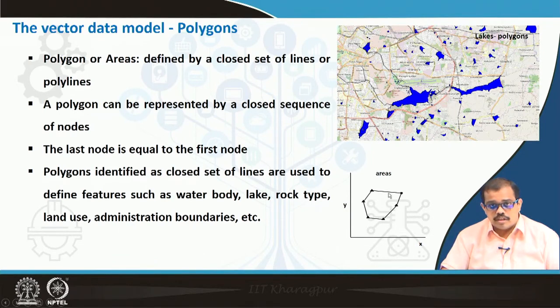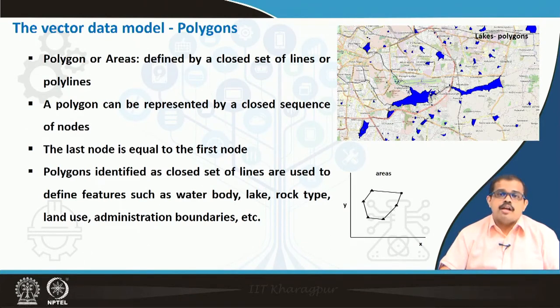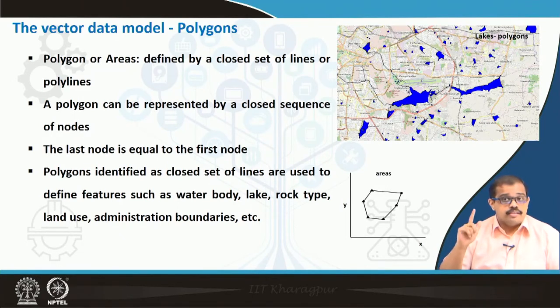So, these are nodes, okay, not the vertices, these are nodes, node 1 and node 2. This is a start node and end node for this line, this is a start node and end node for this line, this is a start node and end node for this line, start node and end node for this line, and start node and end node for this line, finally reaching the same start node of the first line. So, this becomes a completely a polygon, okay. So, normally in a line the start node and end node are different, whereas in a polygon the end node is nothing but a start node always, okay.